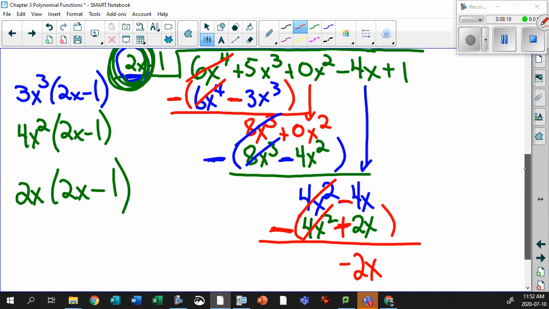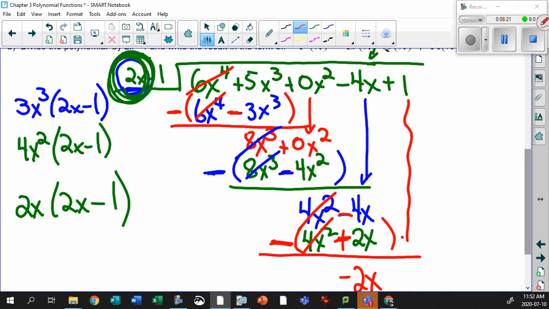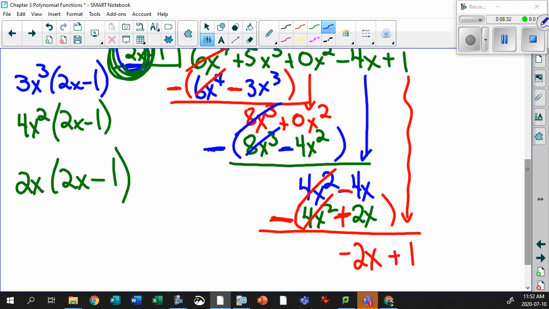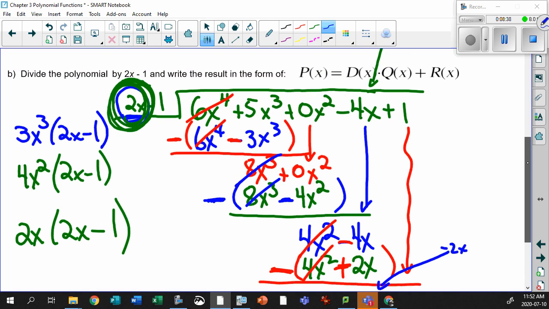Go back up to the top here and bring this plus 1 down now. Okay, plus 1, and we're good to go for the last one. Back up, here we go. Remember, this is minus 2x that we're dealing with here, this term right down here. So, what times 2x gives me minus 2x? Well, that's pretty easy: minus 1.